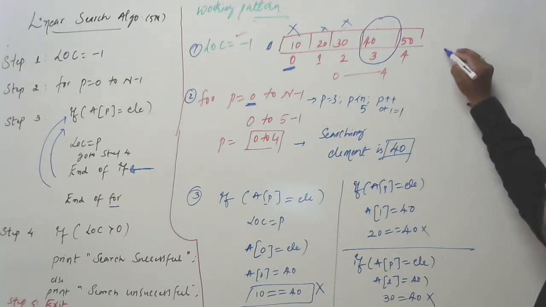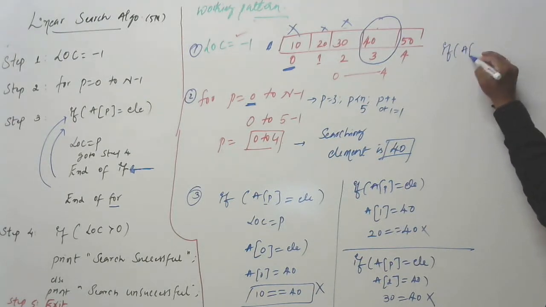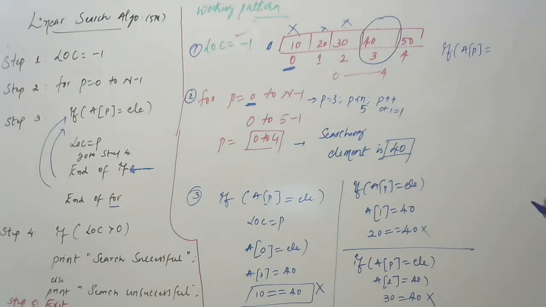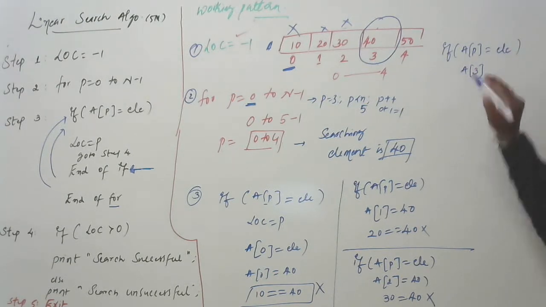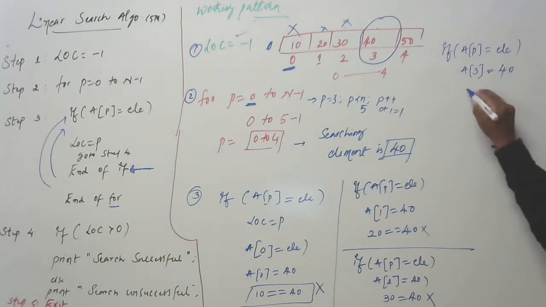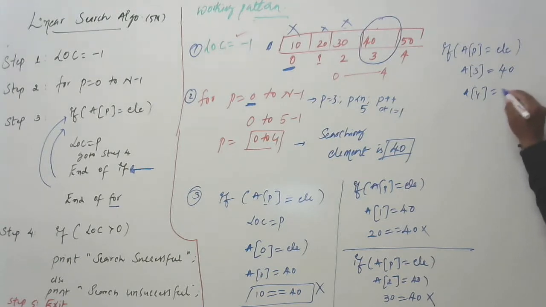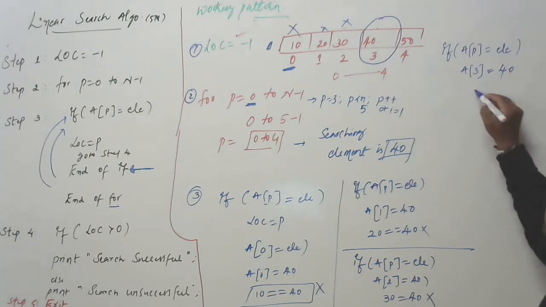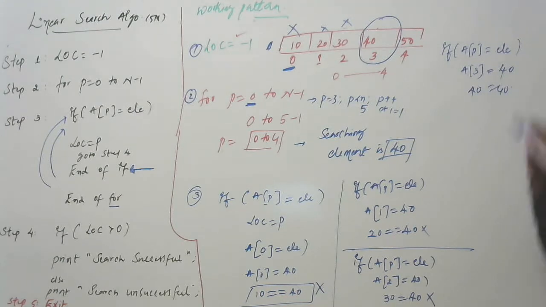So if A of P equals element, A of 3. Searching element is how much? 40. A of 3 and 40. A of 3 and how much? 40. Searching element is 40.